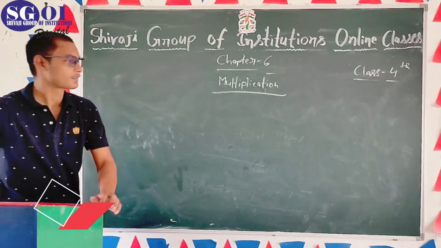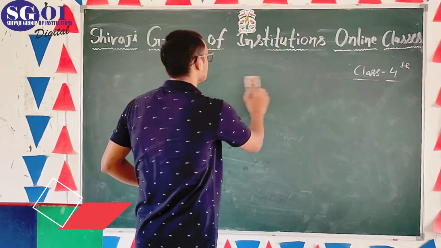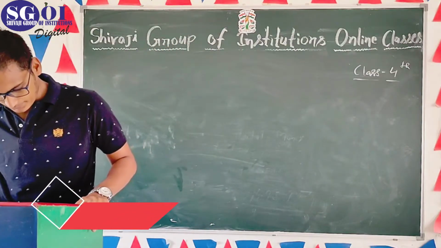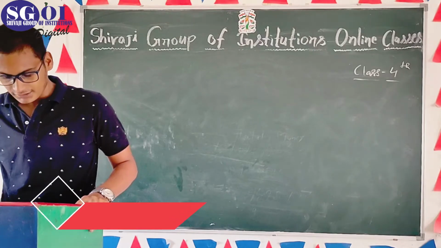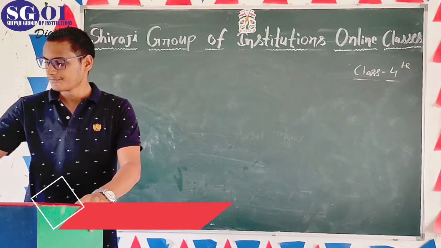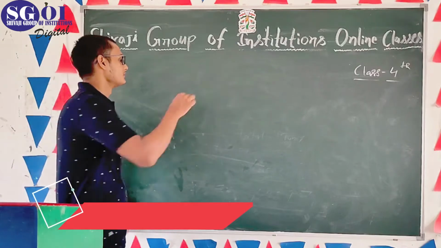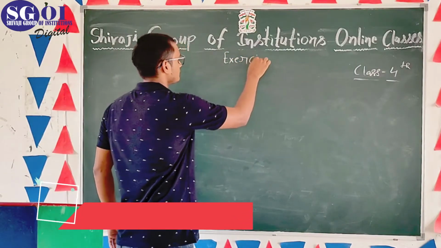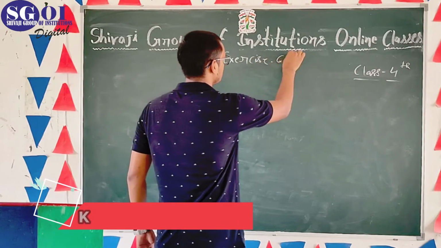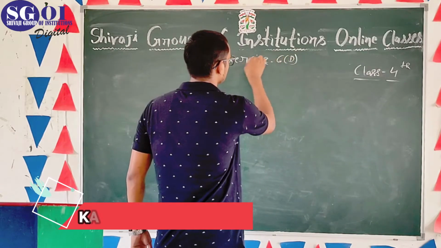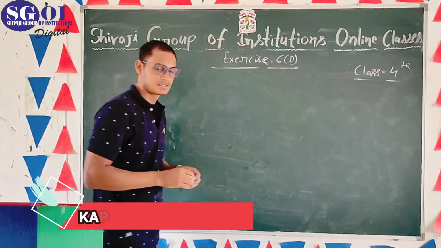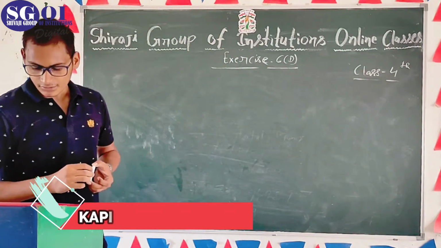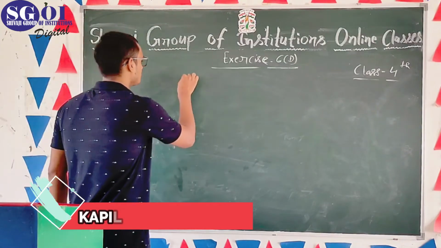So, open your book and open page number 78. Students, the multiplication of three digit numbers. Exercise 6D. Okay. The multiplication of three digit numbers.